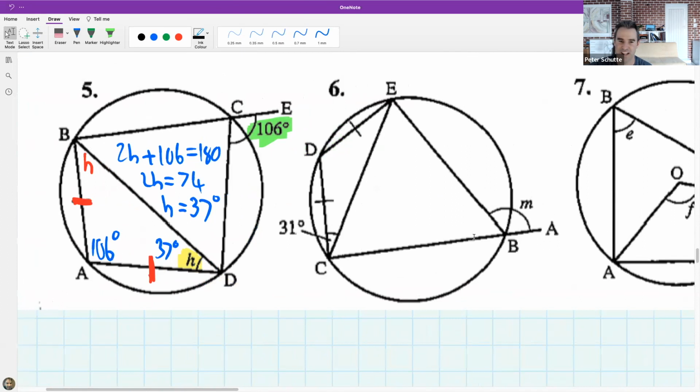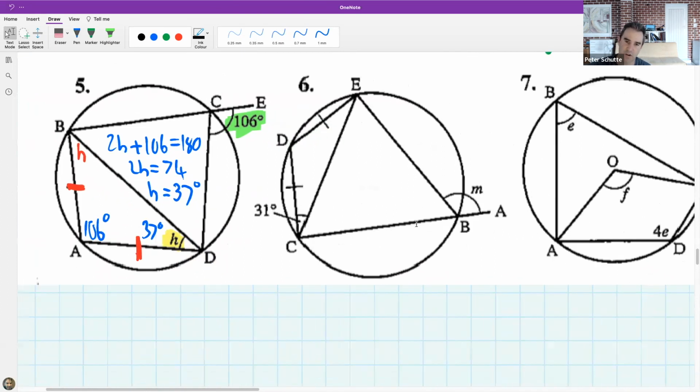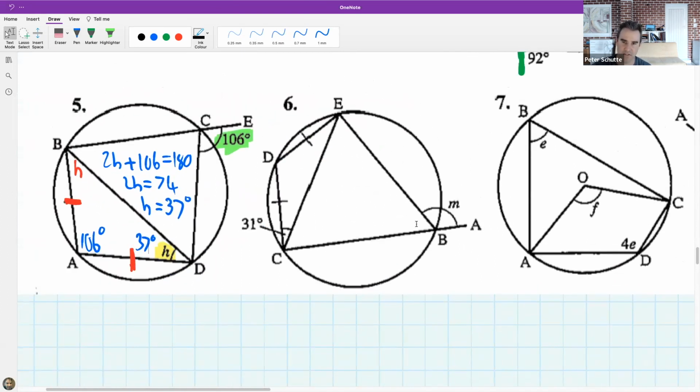Okay, let's do number 6. I want everyone to do number 6. To do number 6, you have to find what M is. So M is sitting over here. What is the value of M? Work that out for me.